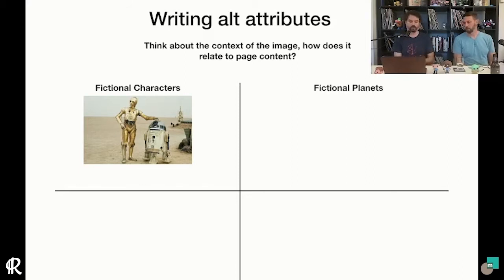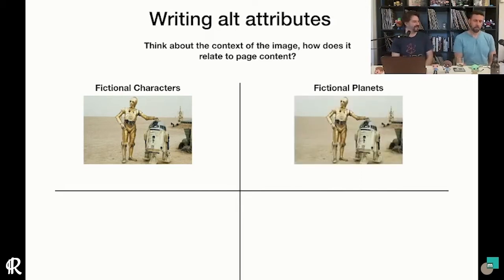Cool. So next one is, let's say it's an article about fictional planets, and we've got the same image. Okay. So what's the name of this planet? Well, this would probably be Tatooine. Right. Okay. So the essence of it is that it's not so much important that the characters are there. It's the fact that the landscape is Tatooine. So now, got it, the alt attribute here would change.